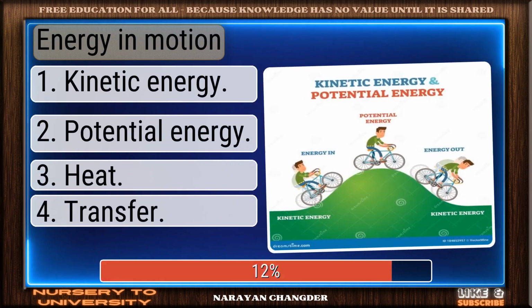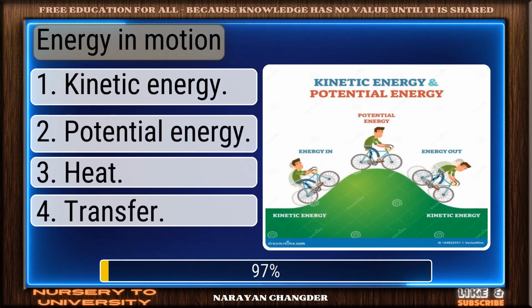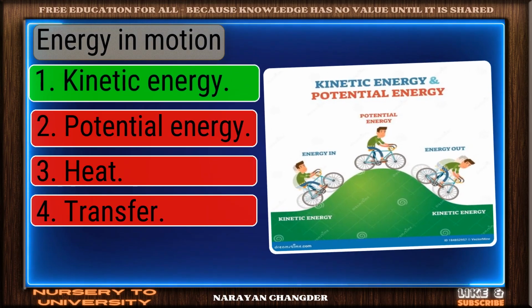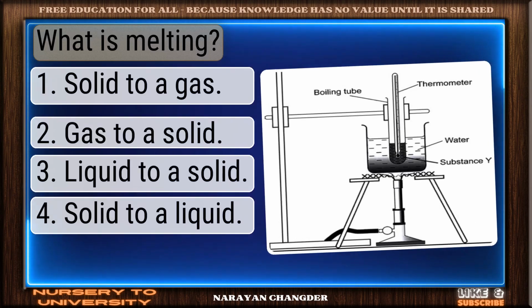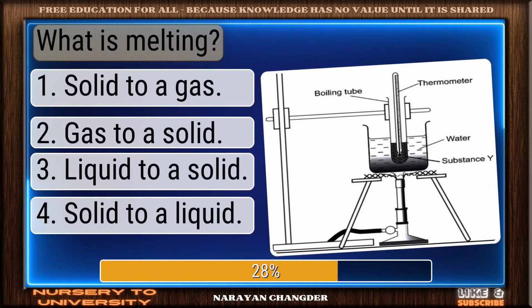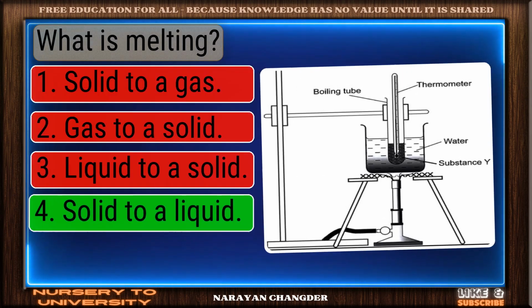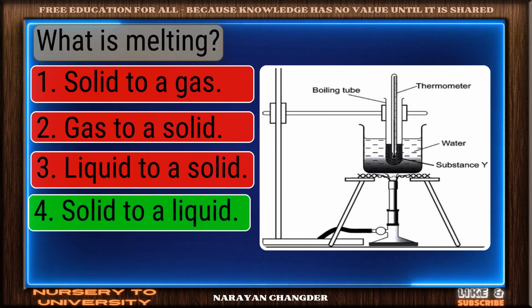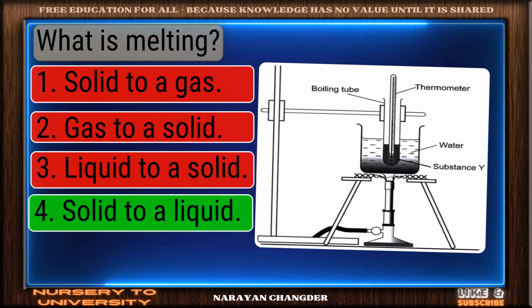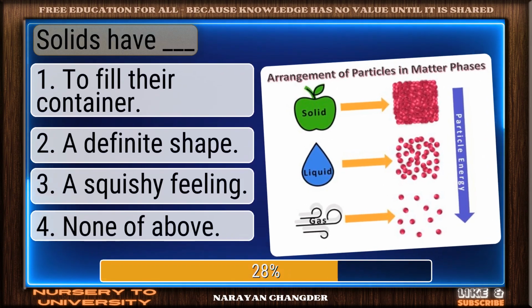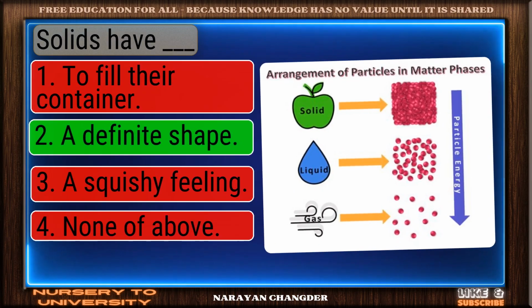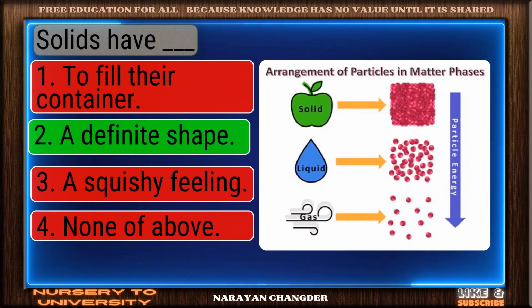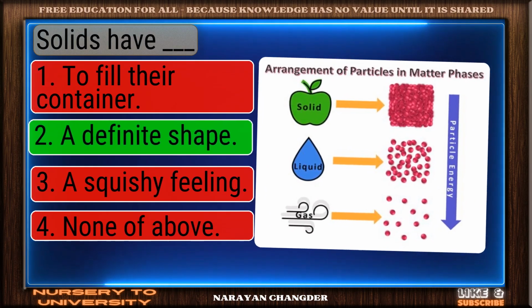Energy in motion. Excellent. Kinetic energy is a brilliant choice. What is melting? Perfect. Solid to a liquid is the correct choice. Solids have dash. Nicely done. A definite shape is a solid answer.